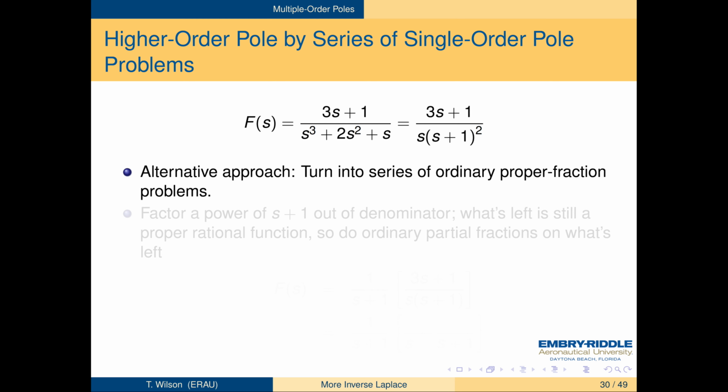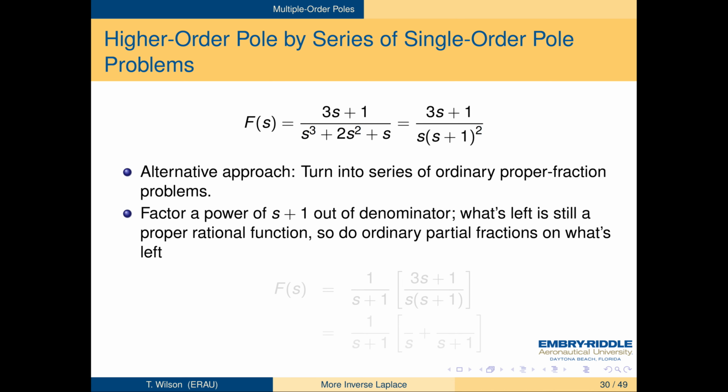Another way to deal with higher order poles is to factor out enough of the repeated pole such that what's left can be expressed through an ordinary partial fraction expansion. For the Laplace transform given, we would factor out a power of s plus 1 out of the denominator, then do partial fractions as usual. We write our partial fractions expansion with unknown weights. By cover up, the weight of the 1 over s term is 1, and the weight of the 1 over s plus 1 term is 2.